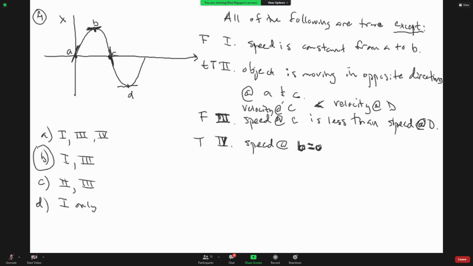So with number 4, positive means you're moving forward. Negative means that you're reversing, right? Yeah, at A and C. Okay. That's all I got. Thanks. Cool. No problem.